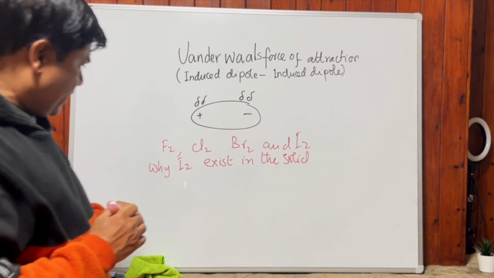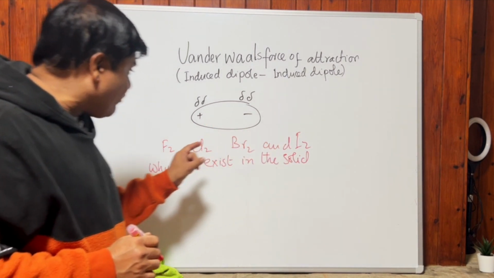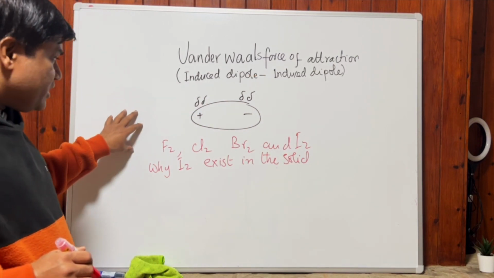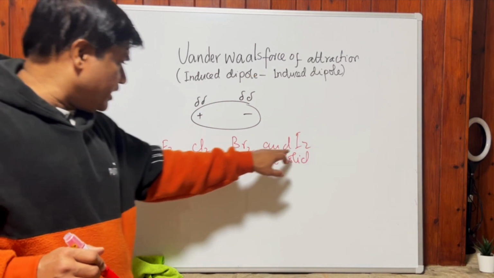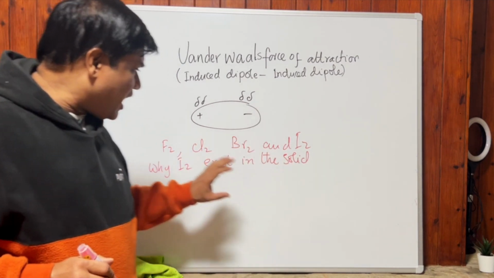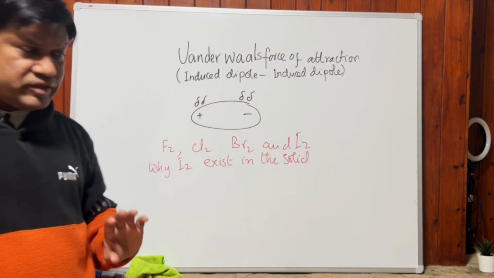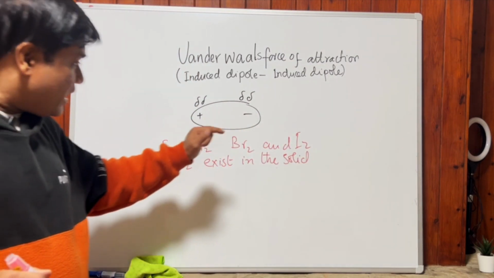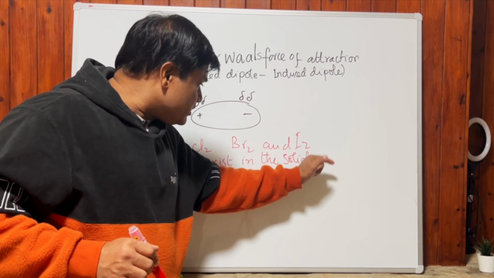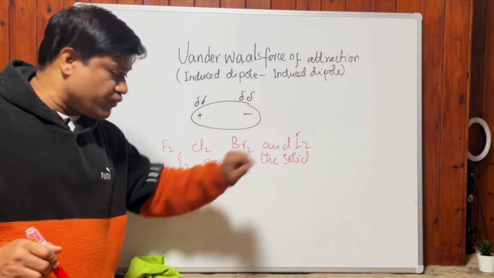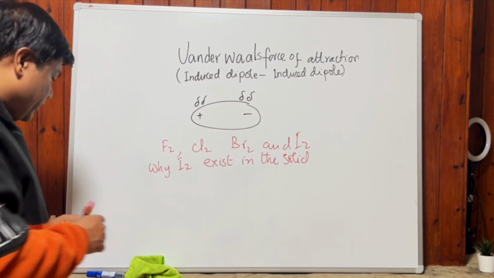What's the answer? No doubt, all of them have induced dipole. But look at the size of the iodine, it's a bigger size. As the number of electrons increases, the induced dipole also increases. That's why iodine exists in the solid form at room temperature. So the answer is more Van der Waals force of attraction for I2.